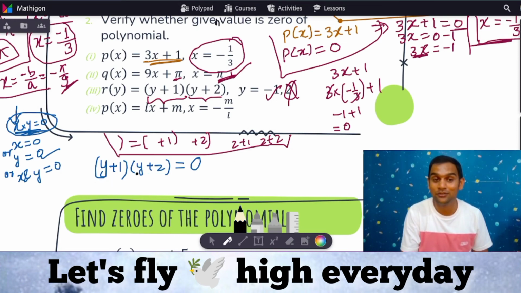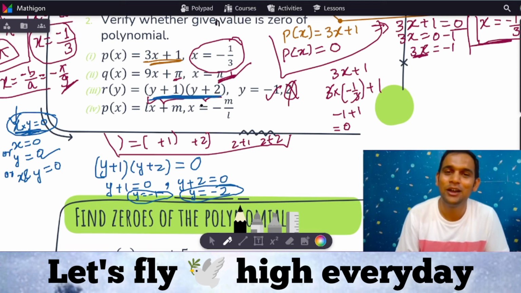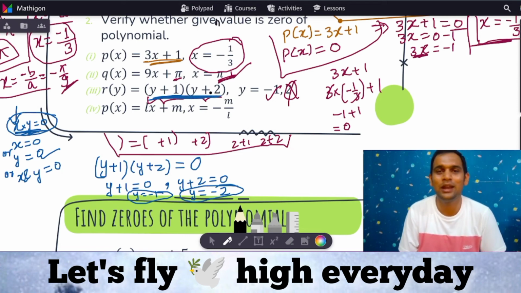So what is the meaning of that? y plus 1 is equal to 0 is also possible, and y plus 2 is also equal to 0. So y should be 0 minus 1, that gets down to y equals minus 1, and y equals minus 2. So they both are zeros of the polynomial. Whenever you have the polynomial in this form, it's very easy to find the zeros of the polynomial. Just equate these separate linear factors to 0.